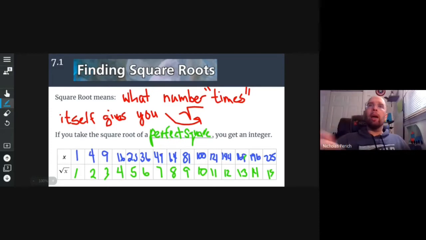And that is, by the way, what I do before I go to bed every night. I say my prayers, I brush my teeth, and I count my perfect squares.